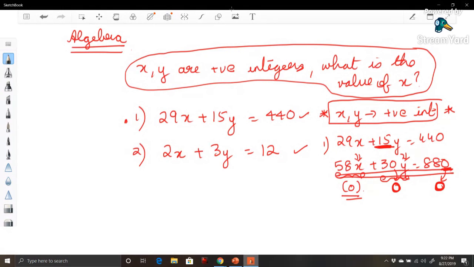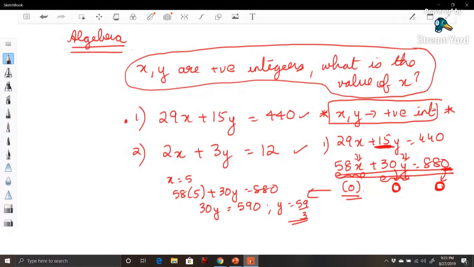So the first thing I will do is I'll plug in a value x is equal to 5. I'm going to do it this side. So if I plug in x is equal to 5, 58 into 5 plus 30 into y is 880. So 58 into 5 is 290. So it's 880 minus 290 is 590. That gives me y to be 59 by 3. But this doesn't make sense, right? Because I've told you x and y are positive integers.